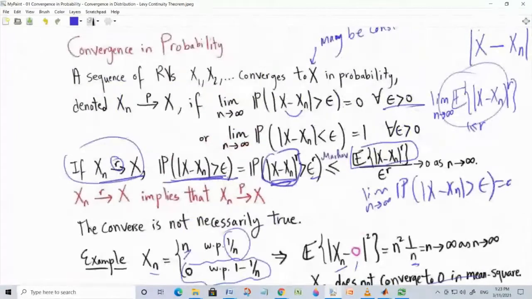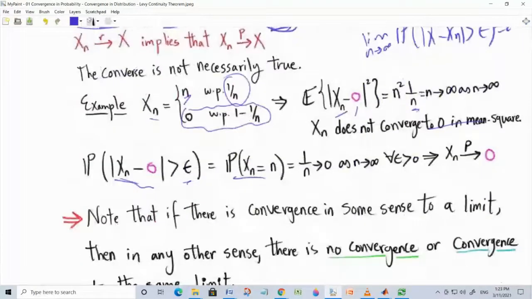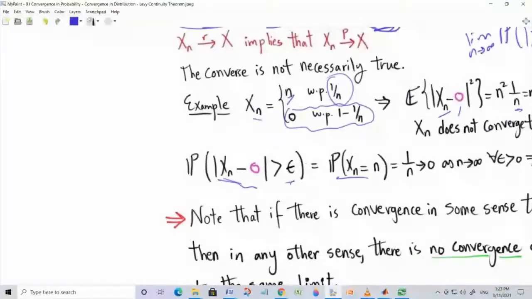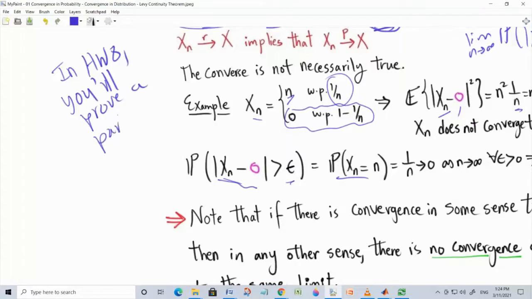But basically, using the Markov inequality, if you have convergence in the rth mean, and as a special case in mean square, you are guaranteed to have convergence in probability. So this is a counterexample telling you that you may not have the converse. However, on homework 8, you will prove a partial converse.